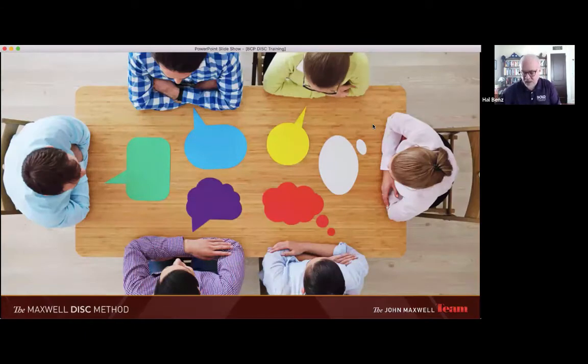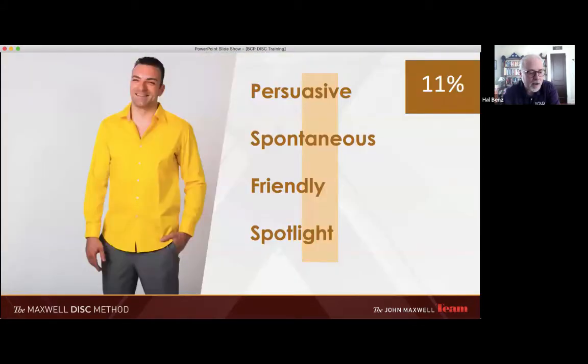And let's think about the high Is now. Think about someone in your family or friends, a colleague who's just fun to be around, right? They tell great stories. That person's probably high I wired, and they make up about 11% of the population. They tend to be persuasive. They tend to be spontaneous. They're super friendly. They love the spotlight. It might not surprise anyone on the Zoom call that I'm high I, because I love to be in front of the Zoom camera all day, every day. I just love to be on, right? That's a high I trait.